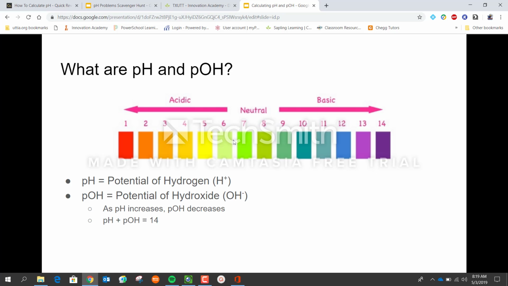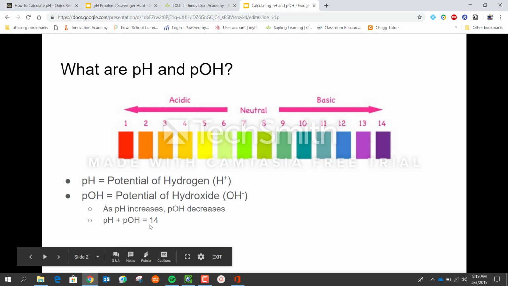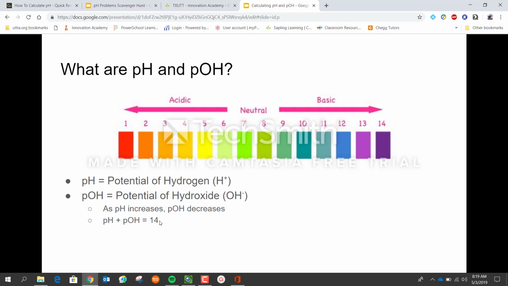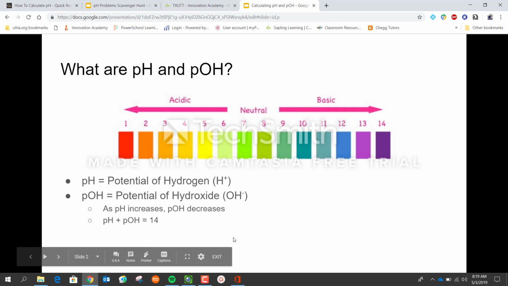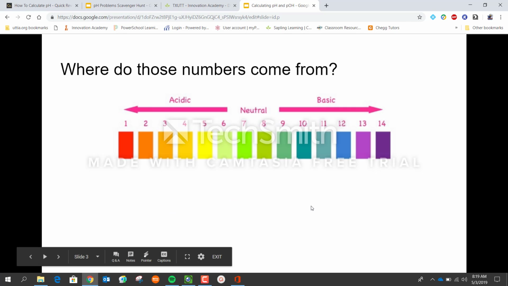And since the scale of pH is from 0 to 14, we can always add the two numbers together. pH plus pOH is going to be equal to 14. I know we don't usually refer to a pOH scale because everything is rated in the scale of pH. So pOH is basically just the inverse of that. So where do the numbers come from on this scale?